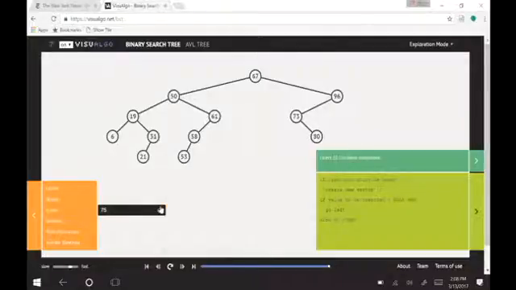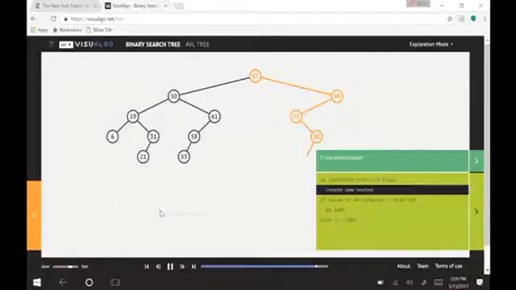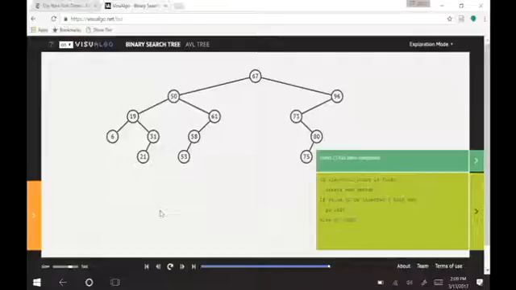Go. No, really, go. Okay, okay. Yay! All right. Any questions at all about inserting into a binary search tree? Yeah?